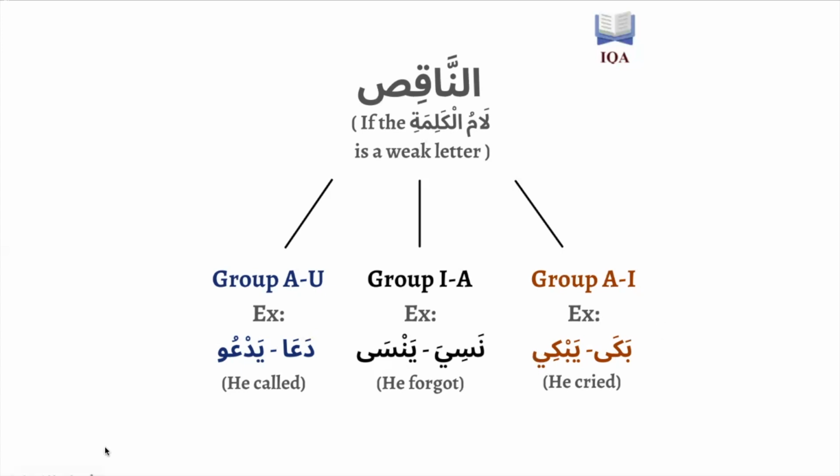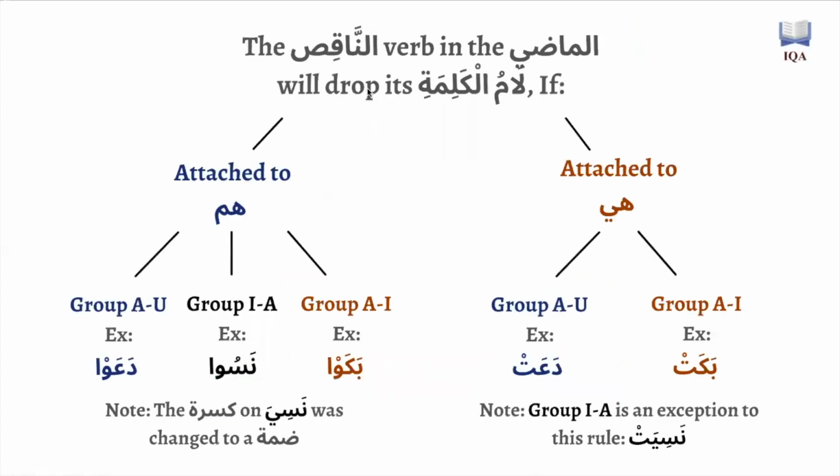Because in the past tense, when the verb is naqis, it will drop its lam kalima if it's attached to hum, the pronoun hum, or if it's attached to the pronoun hiya. So when it's attached to the pronoun hum, it's going to lose its lam kalima, its last letter. For group AE, for example, we're going to say baku. Baku means they cried.